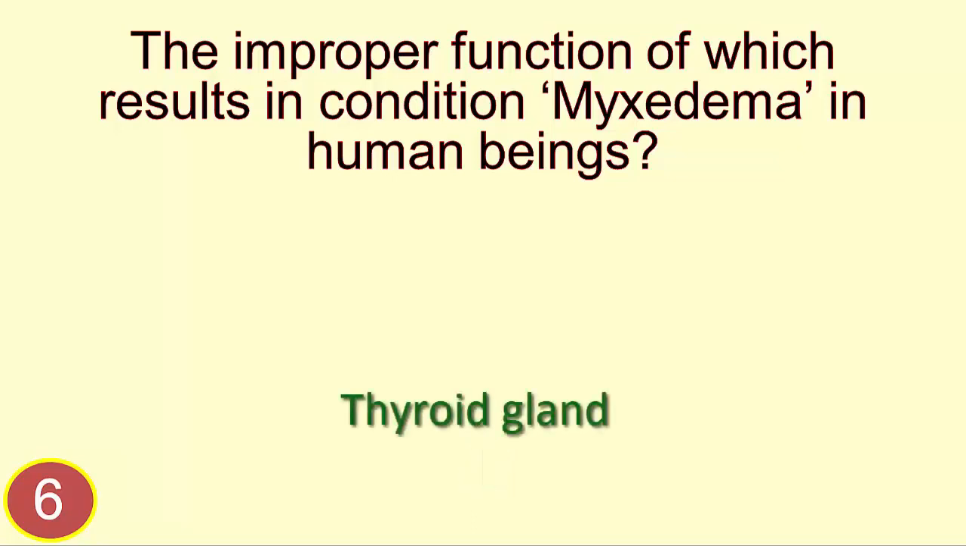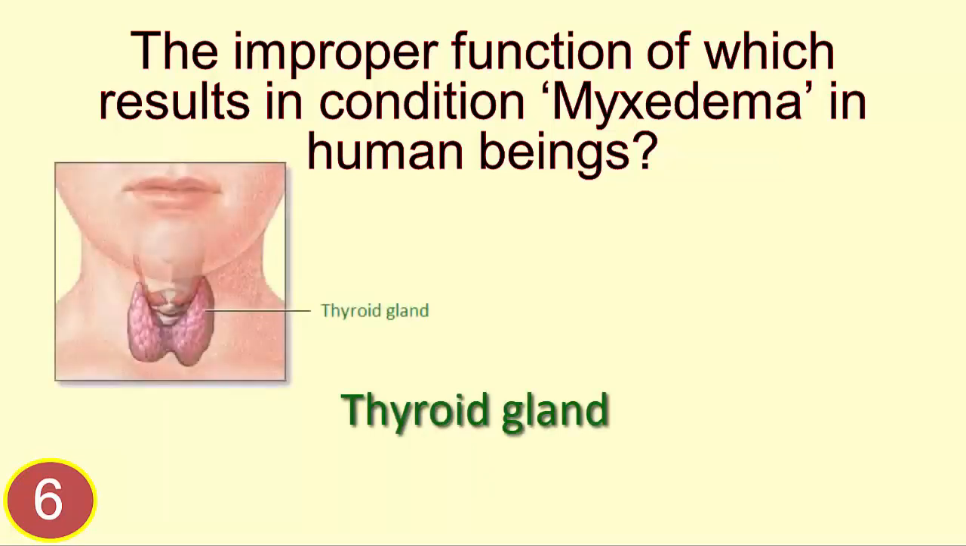Answer is thyroid gland. The thyroid gland is a butterfly-shaped organ located in the base of the human neck. It releases hormones that control metabolism, the way the human body uses energy.